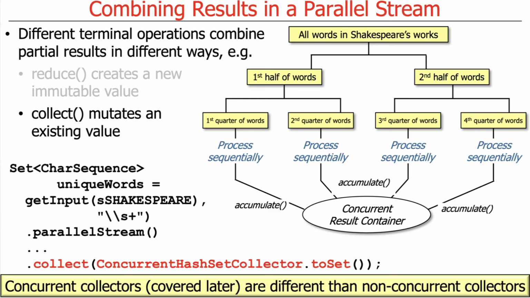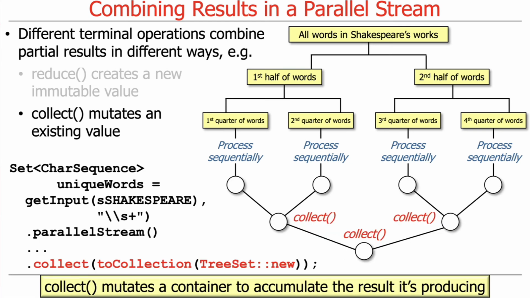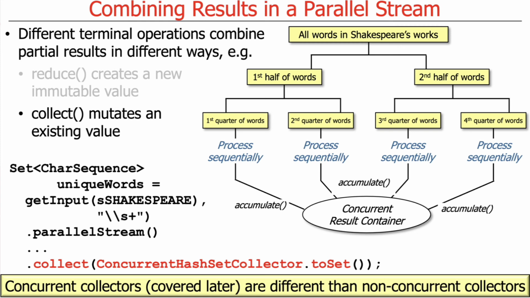Now, we'll talk later, when we talk about concurrent collectors, about something called a concurrent hash set collector, in order to avoid all that merging. So the problem with this approach here is that we have to merge. We're merging all these sets together, and merging sets takes time. Merging lists takes no time at all, right? You just tack one at the end of the other. So it's basically a constant time operation. It's an array list in particular. But merging tree sets takes more time.